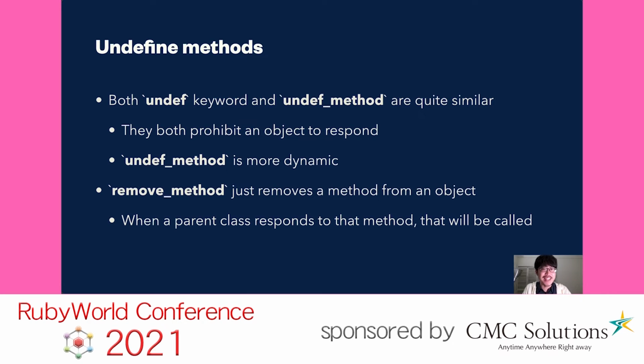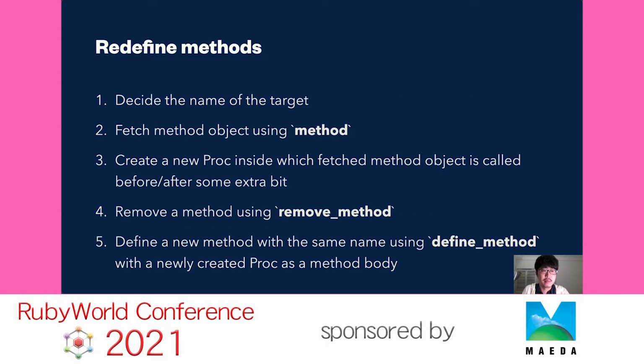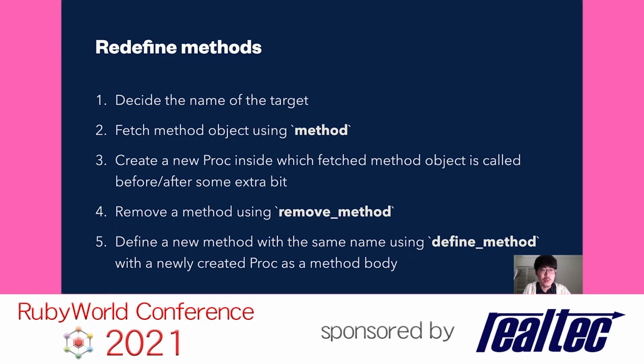This is just to delete a method, and it cannot go up to the level of the parent. remove_method deletes just one point in the chain. By combining these well, it is possible to redefine a method. Natively, Ruby does not provide this function, but it is possible to redefine a method. I would like to explain that.